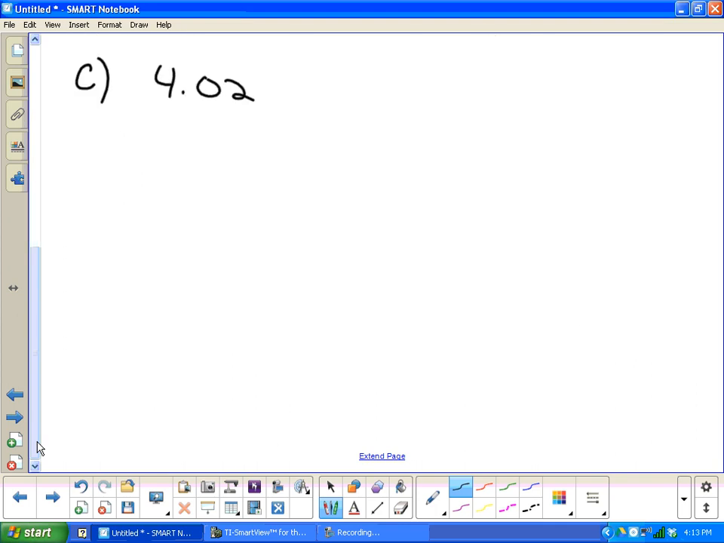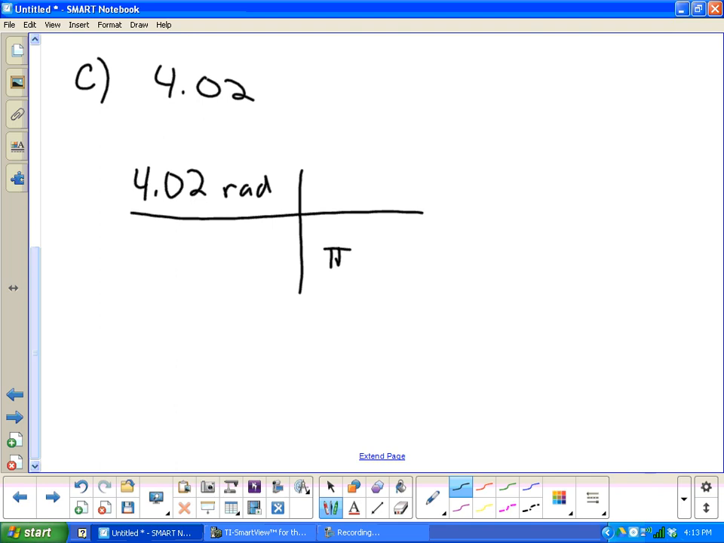Now, part C is a little different because notice this is a radian measure, since it doesn't have the degree symbol, but it's not in terms of pi. Most of the time your radians are in terms of pi, but not always. So we got 4.02 radians, and we know there are pi radians in 180 degrees. The radians cancel, but on this one the pi does not. So I'm going to multiply this out: 4.02 times 180, and I get 723.6.